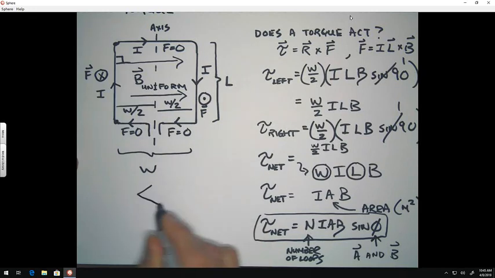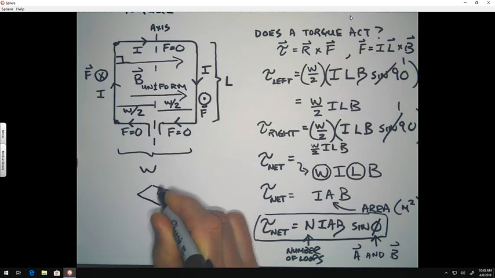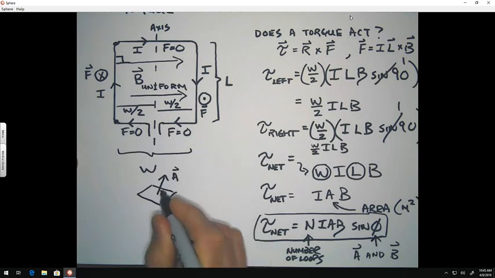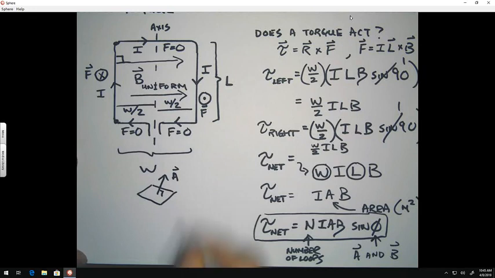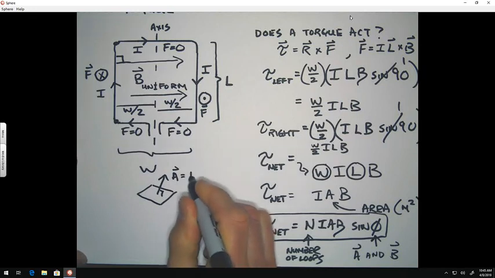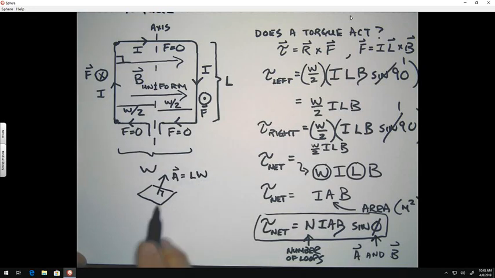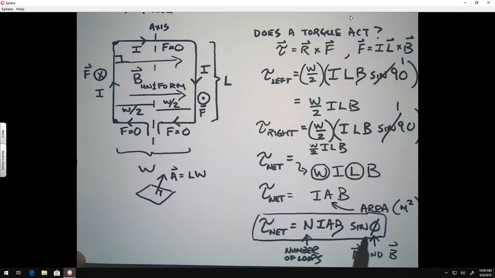If I have my loop and it's kind of sideways, the area vector would be that vector that makes a right angle to that loop. And that's what we're saying is equal to L times W, length times width. So it's a vector which is perpendicular to the plane of the loop. Now, when we add this sine function here at the end, what we're saying is that you get the most torque when the area vector is lined up with the magnetic field.